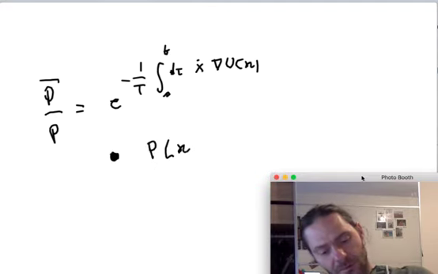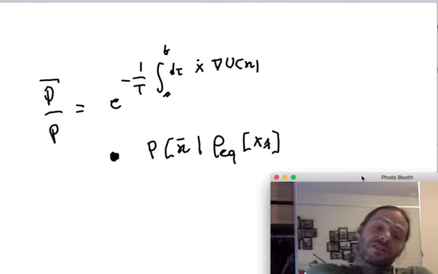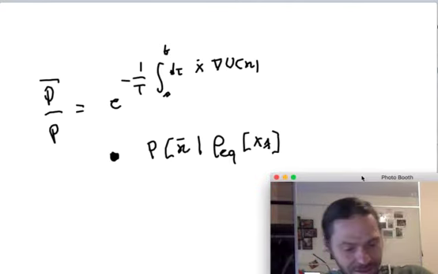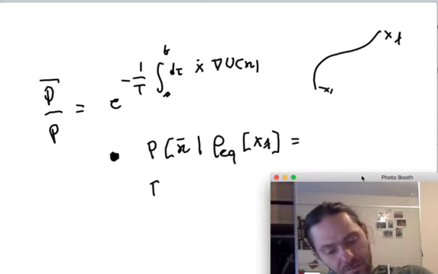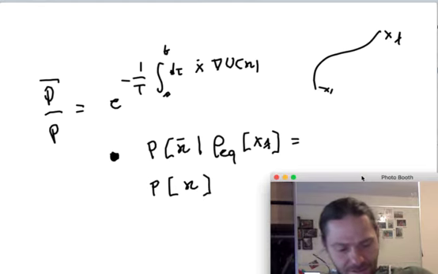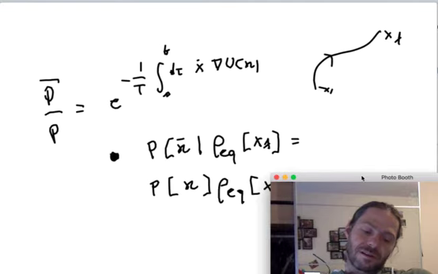and we get that the probability of the backward process, given the equilibrium distribution of the final particle, which is the initial transition of the backward process, remember x final, x initial, is equal to the probability of the forward path given the equilibrium distribution of the forward process.